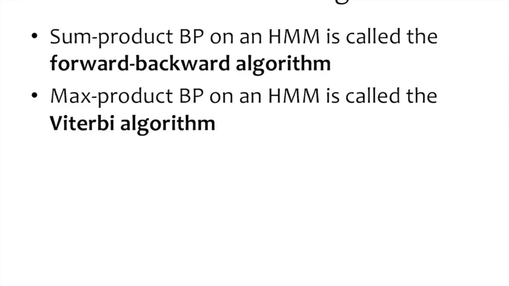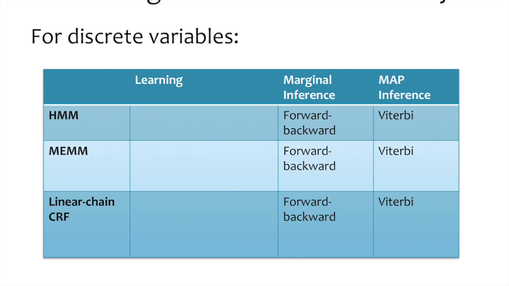So to connect, probably in your machine learning class you heard of the forward-backward algorithm and the Viterbi algorithm. But I want to tell you that what you know about sum-product and max-product is the same algorithm if you apply it on an HMM. But of course, max-product and sum-product are more general. You can apply them in much more general cases.